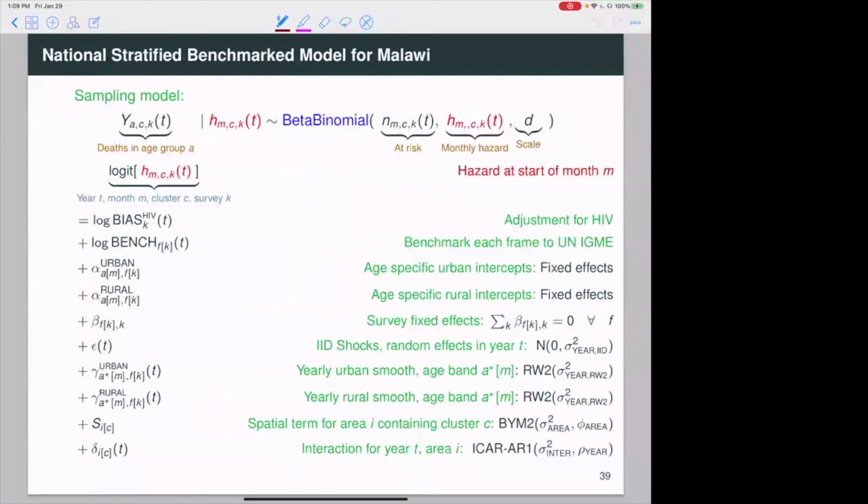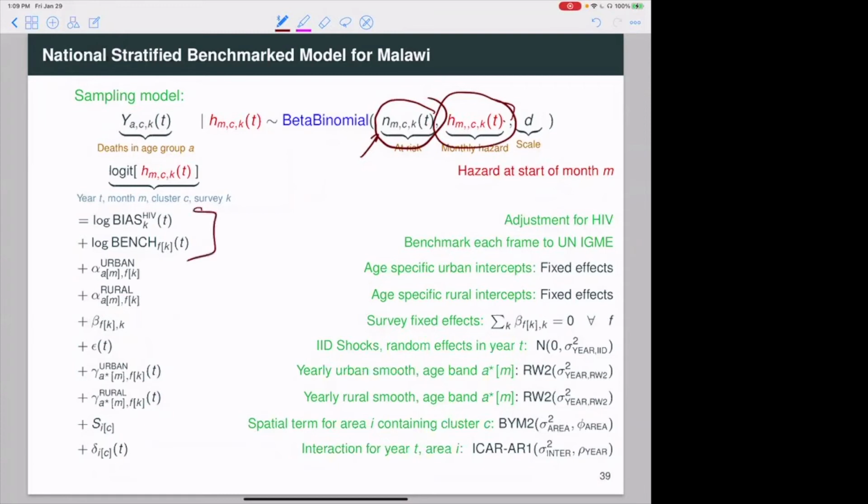So here's the model we use. There's tons of stuff on here, but I'm going to try and explain intuitively what we're doing. The basic unit of modeling, we have an at-risk bunch of kids in each monthly age band. So we have a monthly age band in cluster C in survey K in year T. And then there's a hazard that each of those kids could die. If they're in the risk set at that point, what's the probability they're going to die within the next month? And then we model the logit of that.